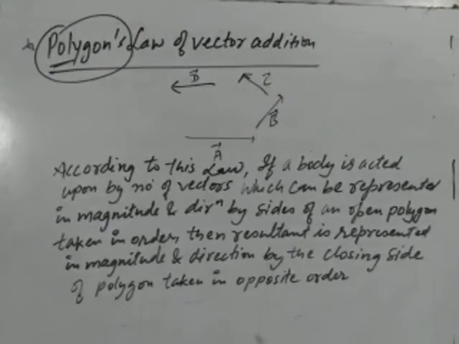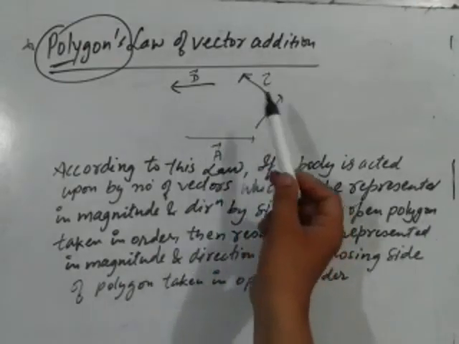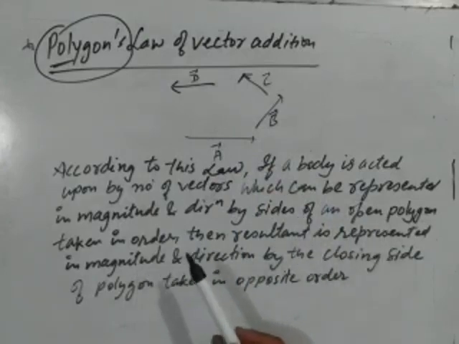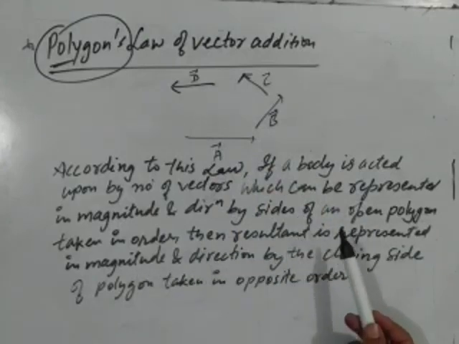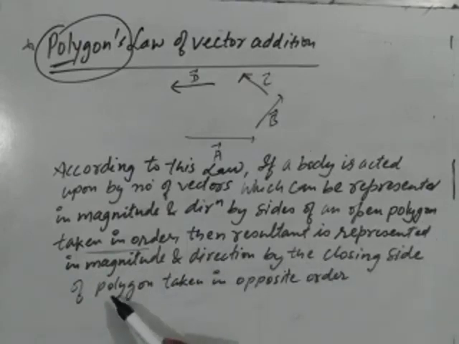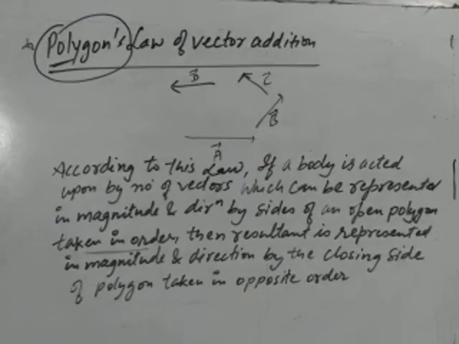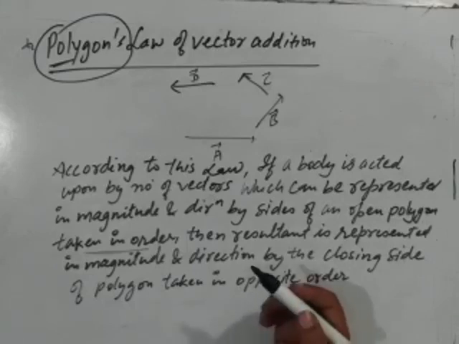So according to this Polygon's law, if a body is acted upon by a number of vectors which can be represented in magnitude and direction by the sides of an open polygon taken in order, this is very important, taken in order, then the resultant is represented in magnitude and direction by the closing side of the polygon taken in opposite order. So if we draw all these vectors such that they represent the sides of a polygon taken in order, we will not change the directions.